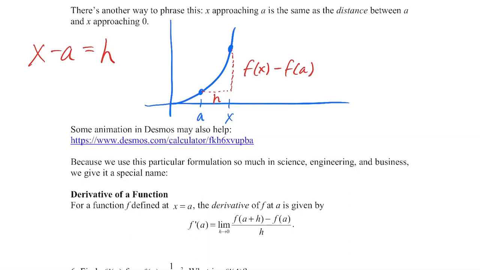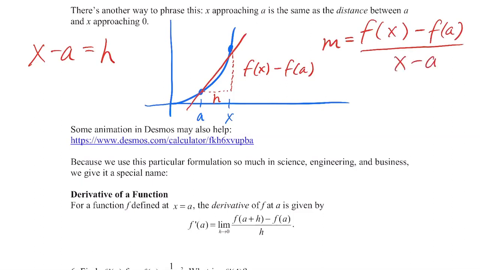Now, if we were to think about our slope, it would have been m equal to f of x minus f of a over x minus a. But we just said that h was x minus a. h is that distance between x and a. So let's do a substitution.